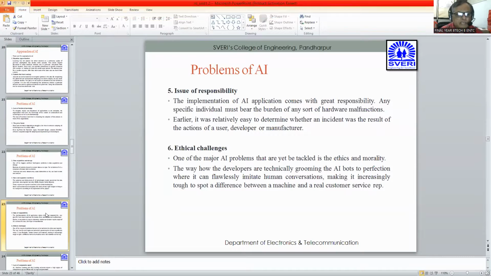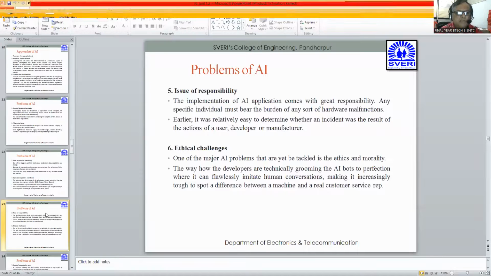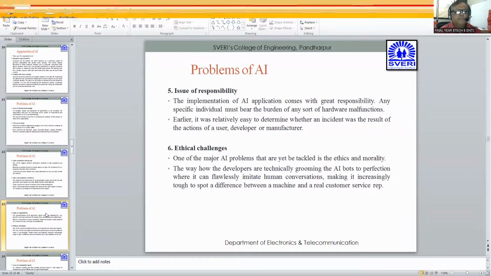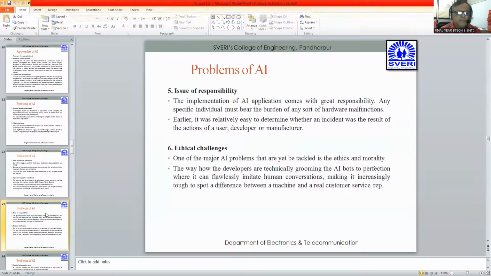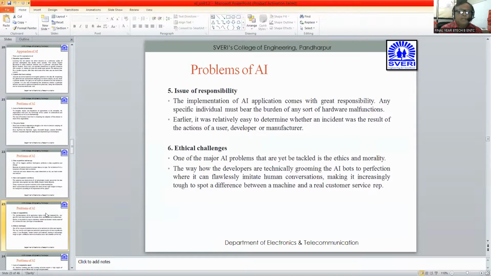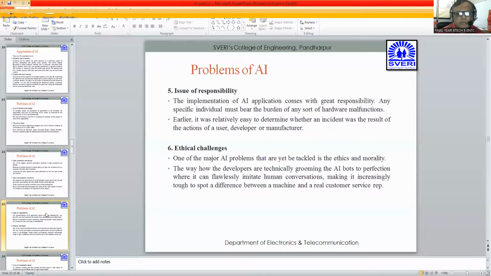Earlier, it was relatively easy to determine whether an incident was a result of the action of the user, developer, or manufacturer. So without AI, if there is some kind of error or issue, you can easily judge whether it is from the user side, the developer side, or the manufacturer side. But in the case of AI, it becomes difficult to tell where the issue is, how to manipulate it, and from where exactly it has come up. So all these problems are about the issue of responsibility.